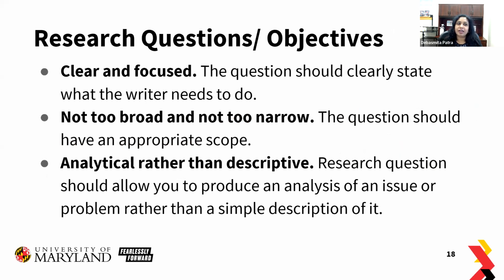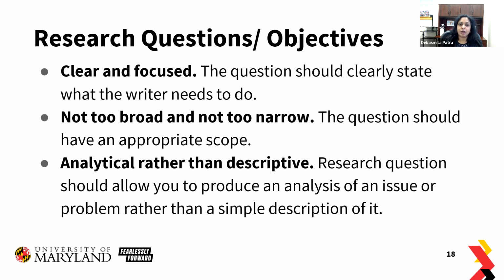So let's move on. Research questions or objectives would be very clear and focused on what questions we are asking and why we are asking, what we are expecting the answers to be, or what we are doing towards getting those answers. So research questions, again, are very clear, and what the writer needs to do for your work is that it shouldn't be too broad or too narrow. It will have an appropriate scope.